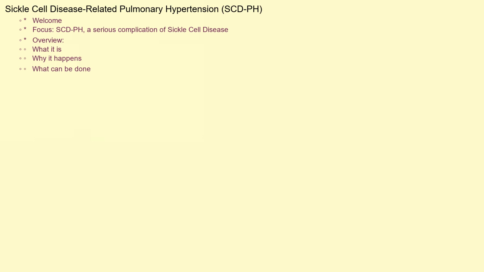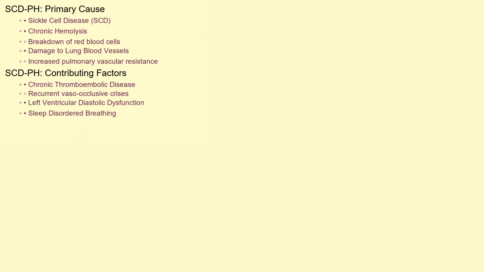Welcome. Today, we're focusing on a serious complication of sickle cell disease, sickle cell disease-related pulmonary hypertension, or SCD-PH. We'll explore what it is, why it happens, and what can be done about it. The primary cause of SCD-PH is, of course, sickle cell disease itself.